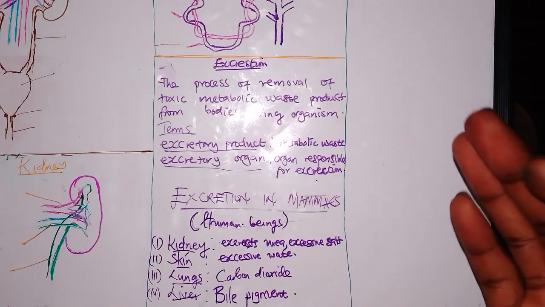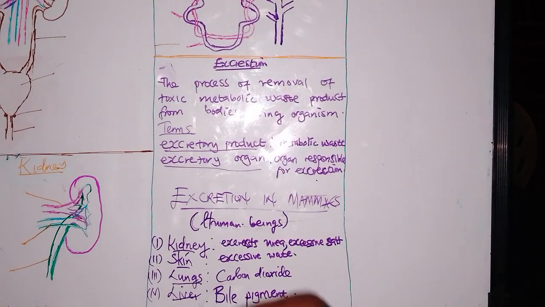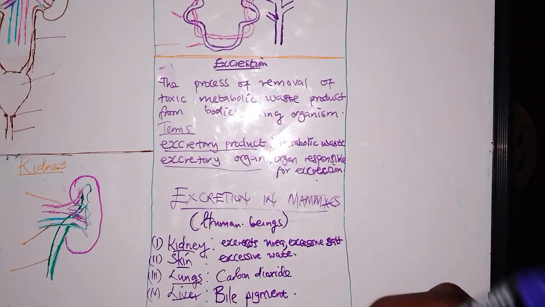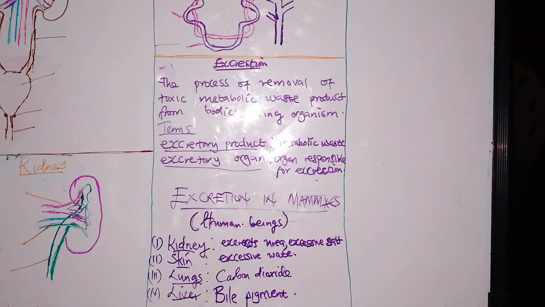Removing urine, because the kidney is responsible for excreting urine, and urine is made up of what? Excess urea, excess salt, and excess water. Yeah, that is the function of the kidney.